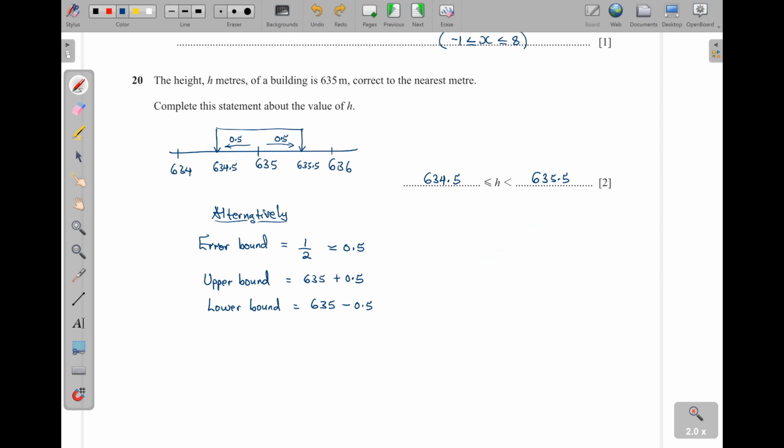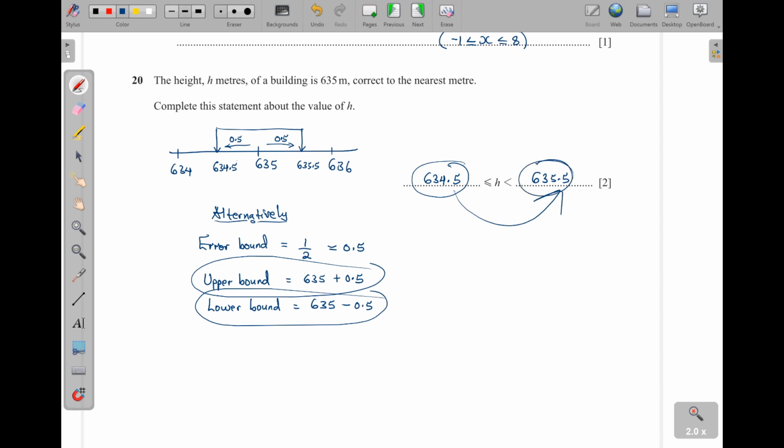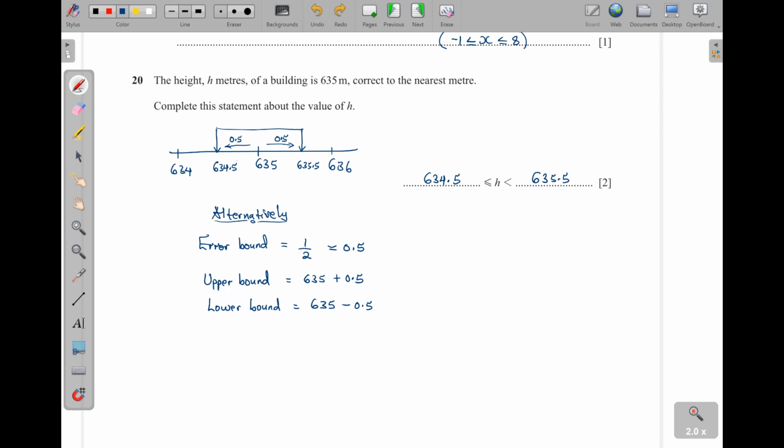I have seen many times how students mess up after here. They have written, well, upper bound is equal to 635 plus 0.5, and then the lower bound is 635 minus 0.5. But then you find that the lower bound, which is supposed to go here, is the one they have put here. And also the upper bound is the one they have put here. Please be careful. The lower bound, let it be put here, then the upper bound here.